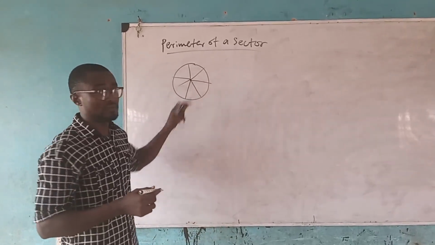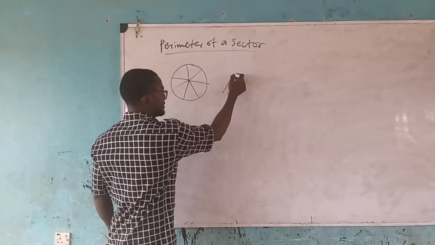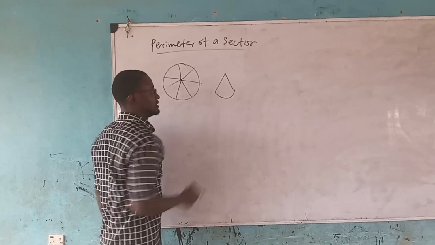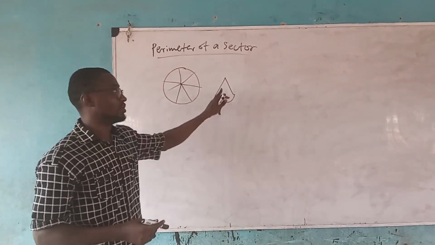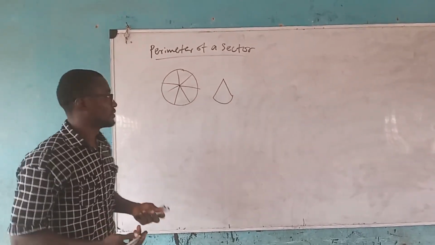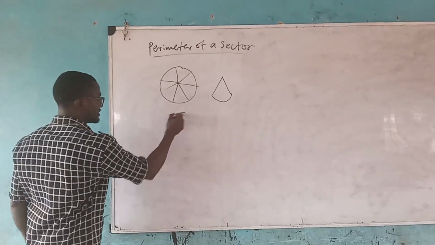Now, each portion of this, just like this shape you are seeing here, that looks like a triangle, but not really a triangle. Okay. This is what is referred to as a sector. Okay. Now, how do we find the perimeter of this sector? Now, let's redraw this sector again.